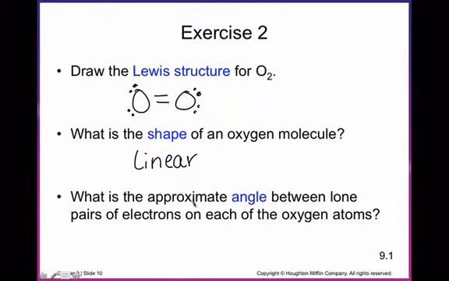That's a linear shape. And it asks, what is the approximate angle between lone pairs of electrons on each of the oxygen atoms? So from here to here, the approximate bond angle would be 120. Because there's 3 domains around each oxygen, they should be about 120 degrees away from each other.